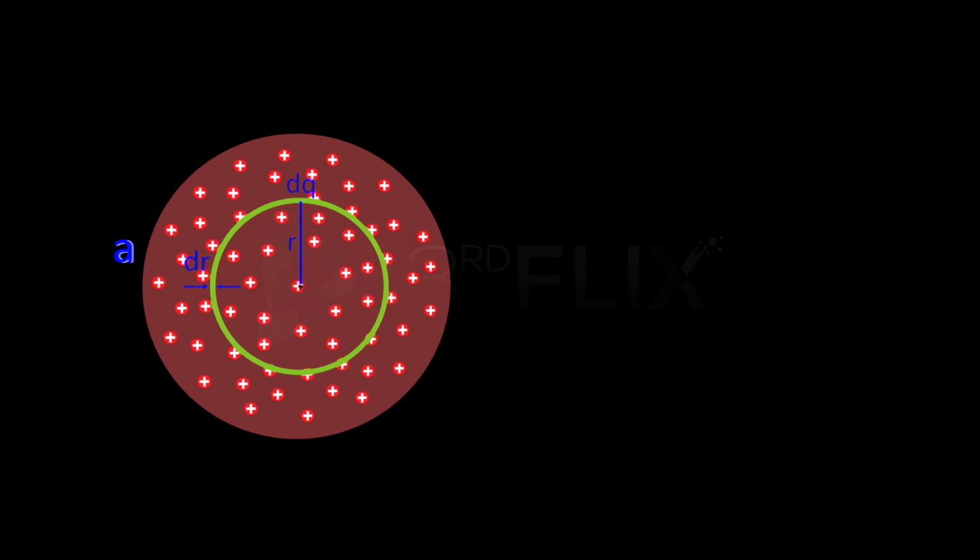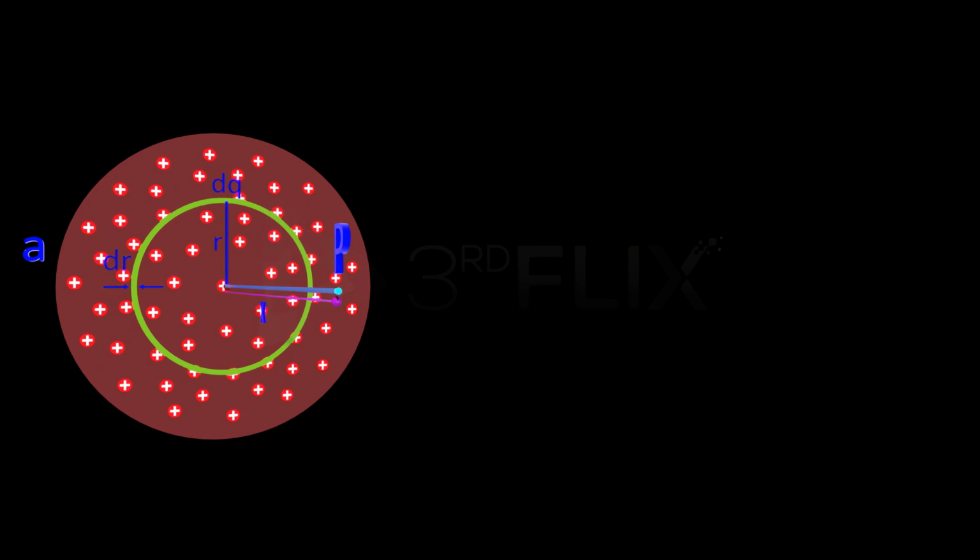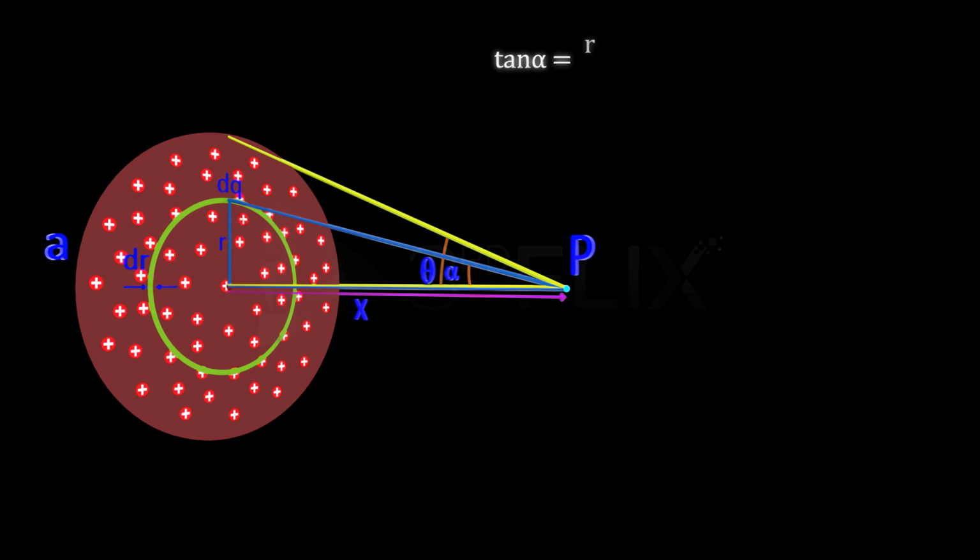The disk can be assumed to be a collection of several concentric rings of infinitesimally small thickness. Consider one such ring element with charge dq, radius r, and thickness dr. If the periphery of the disk subtends an angle theta at P and the ring subtends an angle alpha at P, from the right-angled triangle, tan alpha is equal to r by x, therefore r is equal to x tan alpha. On differentiating the equation, we get dr is equal to x secant square alpha d alpha.